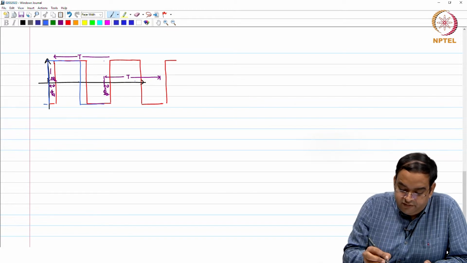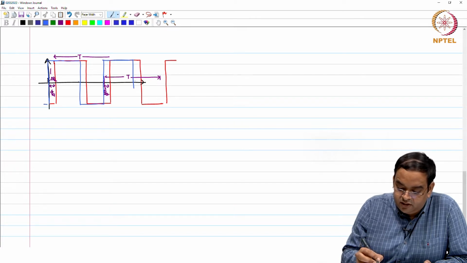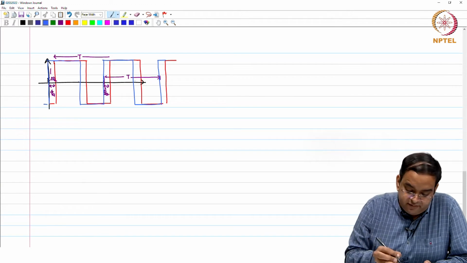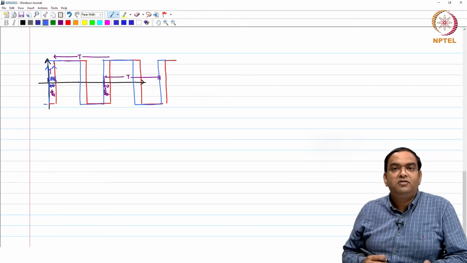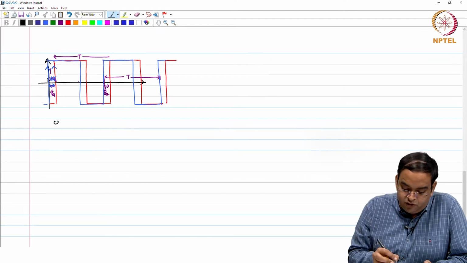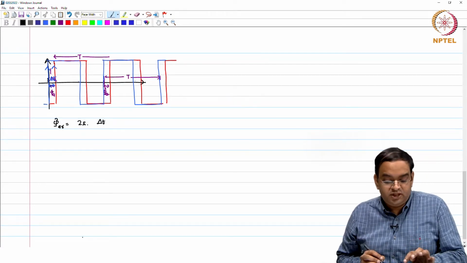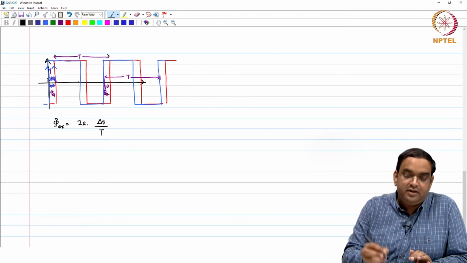They both are periodic waveforms. Okay. So, how am I going to define the phase error between these two square waveforms? Same definition: the time difference between the rising edges of the two periodic waveforms. So, here also phase error will be defined as 2 pi times delta t, which is the separation between the two zero crossings or the rising edges, divided by the time period T.